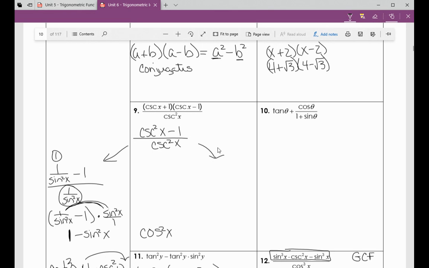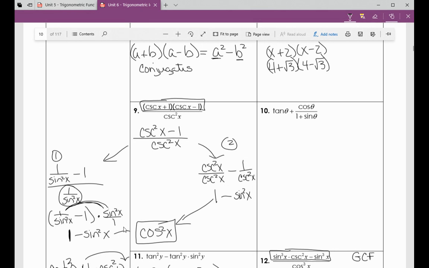Now for this one, the second way, once I get here, once I get rid of my conjugates, then I'm going to separate this fraction. I'm going to do cosecant square x over cosecant square x minus 1 over cosecant square. Cosecant square divided by itself is a 1. 1 over cosecant square is the same as sine square, and that will give me cosine square as well. So I have 2 options. You do one or the other. You do one or you do number 2.